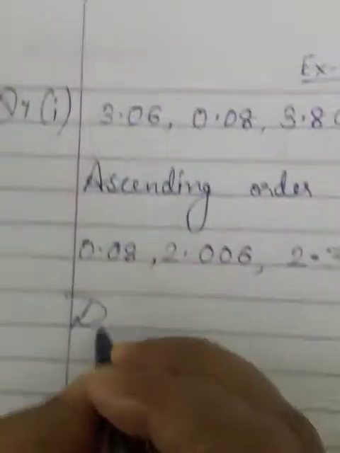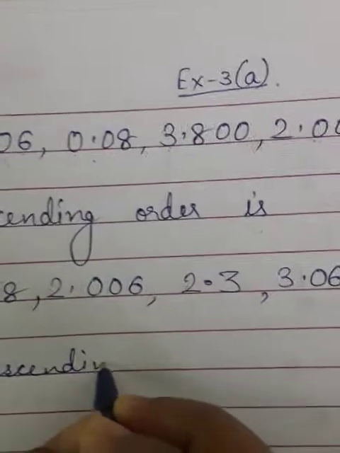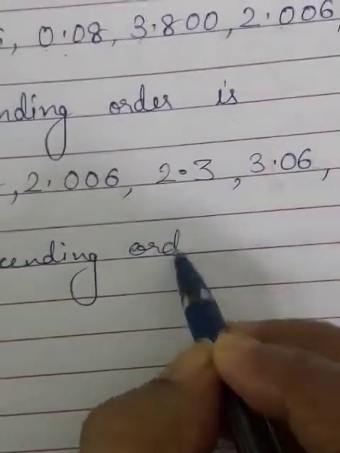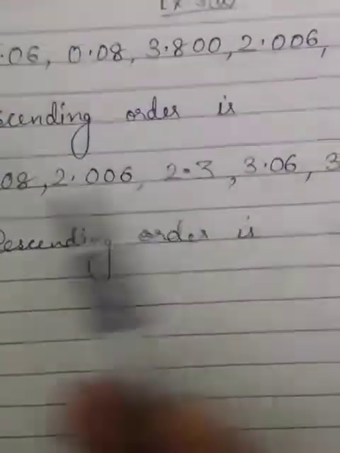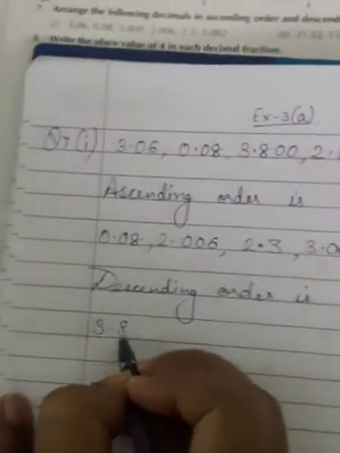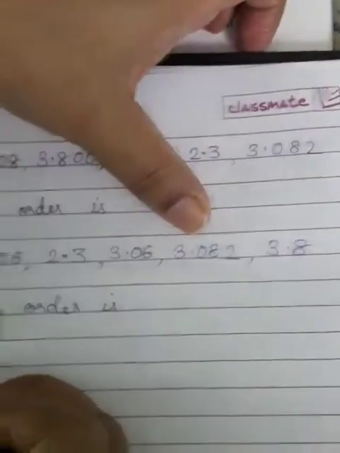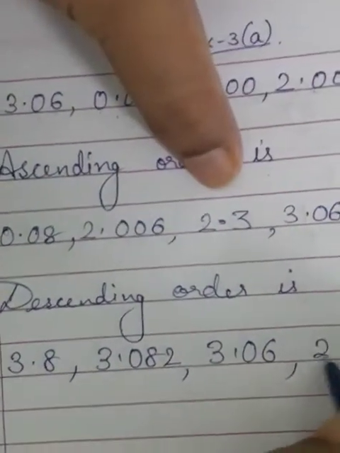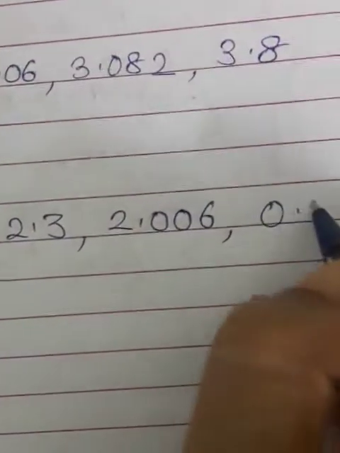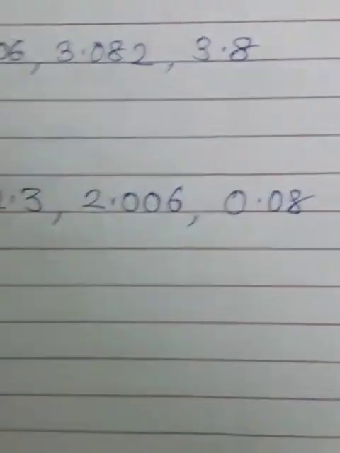Now descending order. Once you write the ascending order, descending order will be written from the biggest to smallest. So this sequence, right from here, that is descending order. This is biggest, then write 3.082, then write 3.06, then write 2.3, then write 2.006, then write 0.08. From this side you will write all these numbers in descending order. The second part of this question will be your homework.